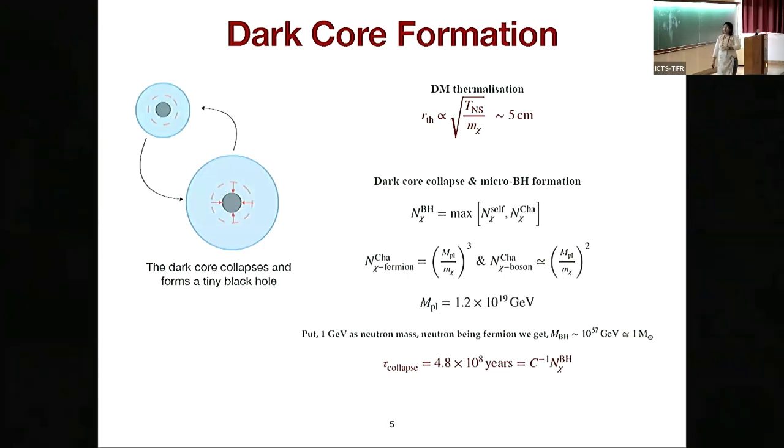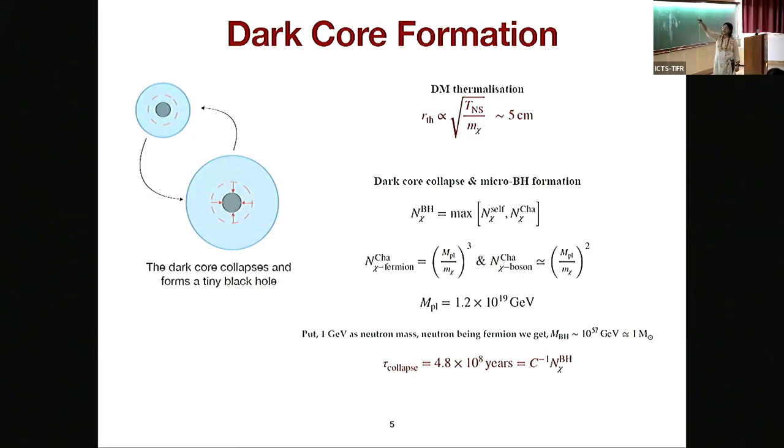Throughout its lifetime, it will capture an enormous number of dark matter particles, and as they come towards the core and create an overdensity, it will after some time eventually collapse and give you a micro black hole. Why will I call it micro? Because the size of the black hole is going to be very small. So it depends on the collapse criteria.